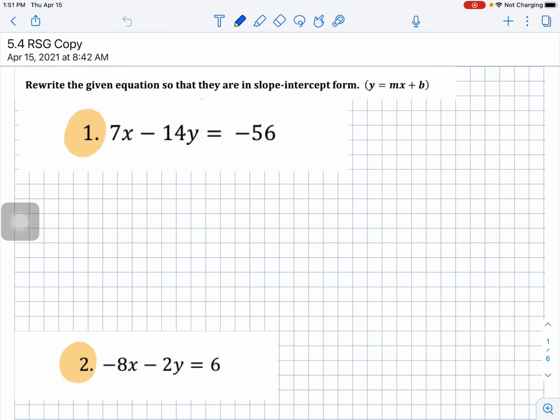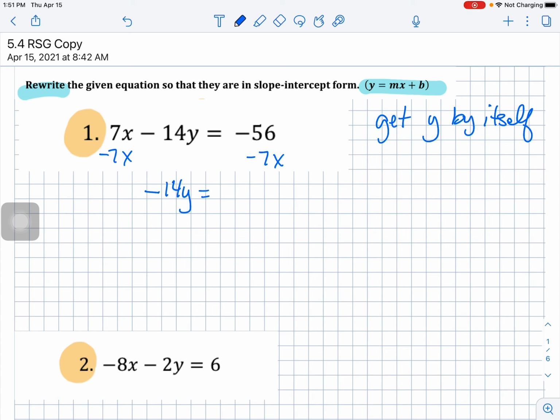This is the 5.4 Ready, Set, Go, and the very first question asks you to rewrite the given equation so that it's in slope-intercept form, which is y equals mx plus b, which basically means get y by itself. So to do that, I'm going to subtract 7x from both sides. That leaves me with negative 14y equals negative 56 minus 7x.